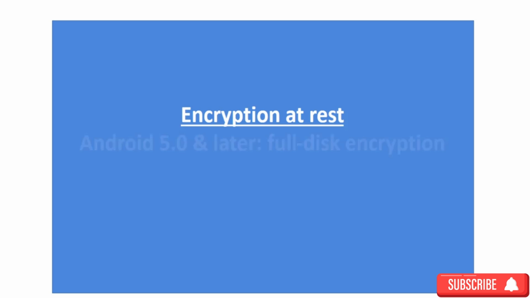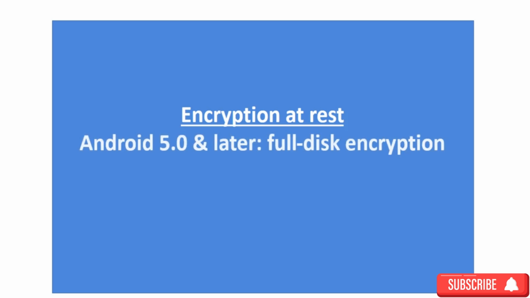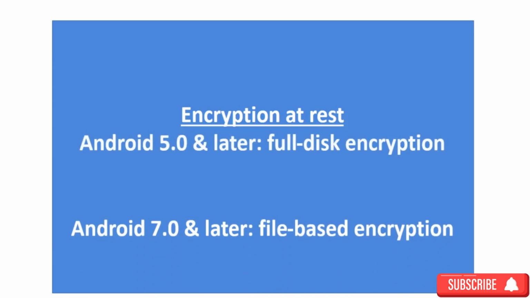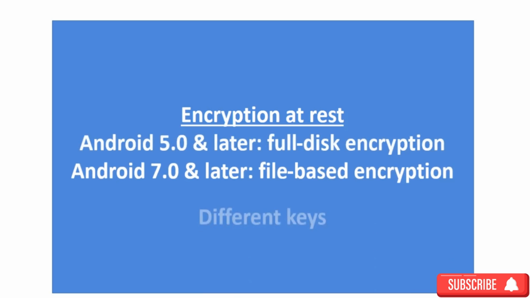In this lecture, we will talk about encryption, and it's specifically encryption at rest, right? Now Android version 5.0 and later, so for quite some time, actually supports full disk encryption. And then from Android 7.0 and later, it actually supports file-based encryption as well. Basically, file-based encryption allows different files to be encrypted with different keys that can be decrypted or unlocked independently. Okay.